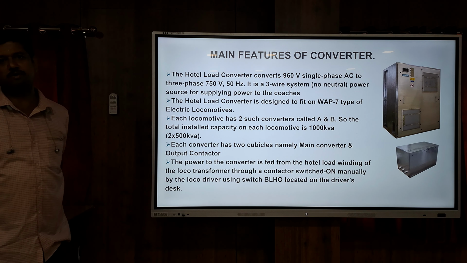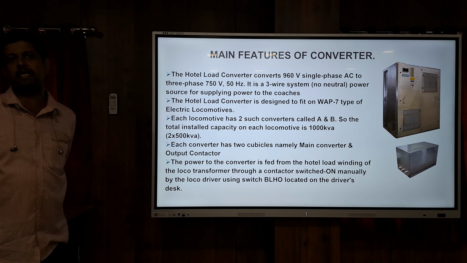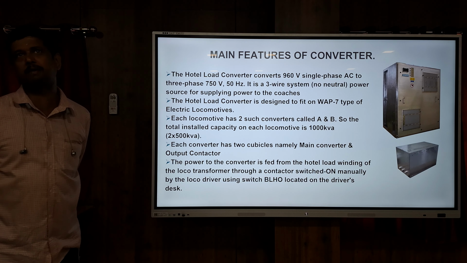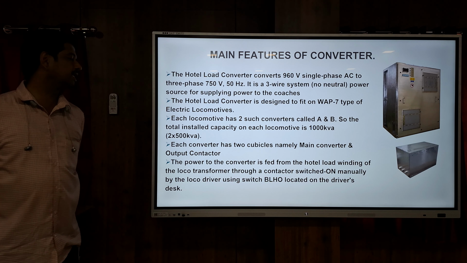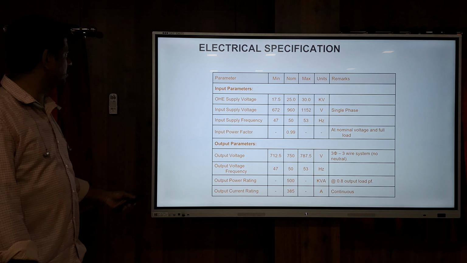Later on, it was decided to remove that contactor based on the RDSO modification sheet. We removed it from all the locos, and now it is directly connected from the transformer winding. This supply is directly connected to this hot load unit. There are two windings in the transformer. We come to the next.